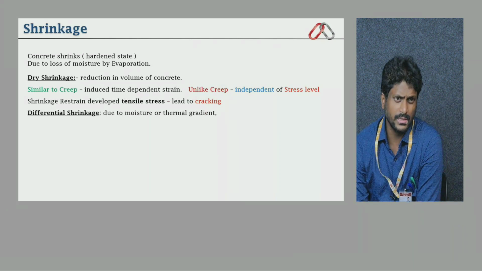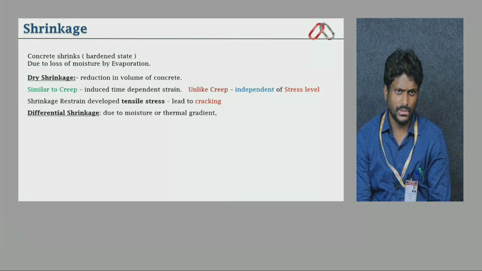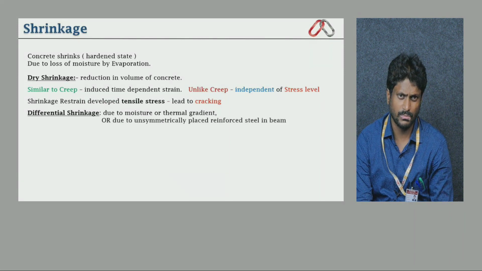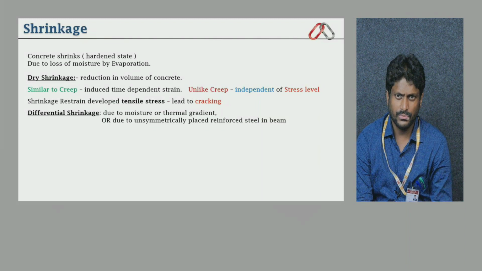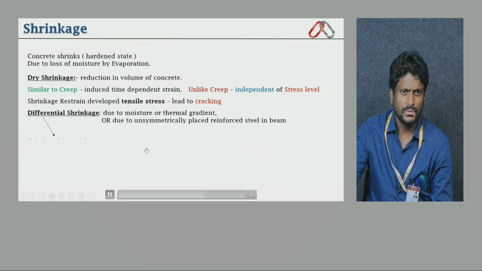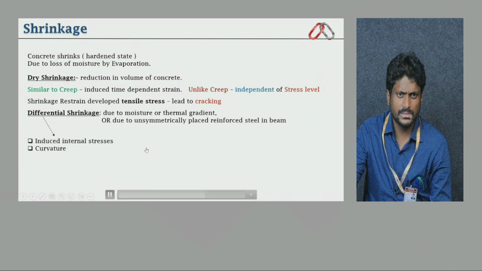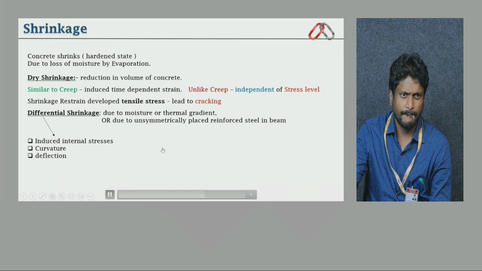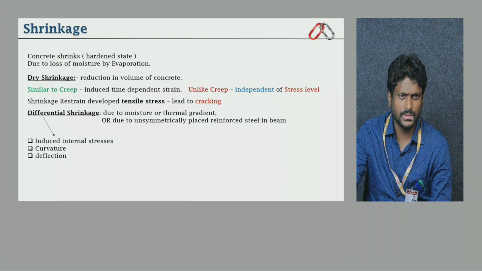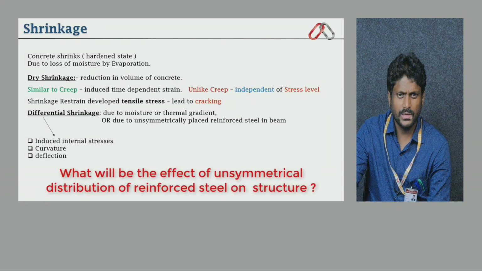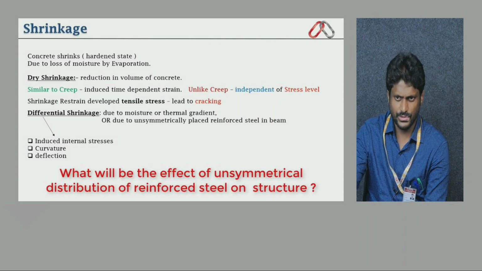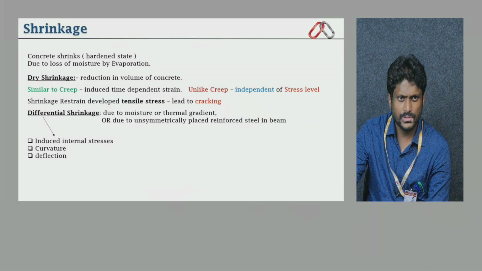Then there is another shrinkage, differential shrinkage. It will happen due to moisture or thermal gradient, or due to unsymmetrically placed reinforcement steel in a beam. So induced internal stresses, curvature, even deflection, these all come under differential shrinkage. So what will be the effect of unsymmetrical distribution of reinforcement steel on a structure? So that is a question mark.